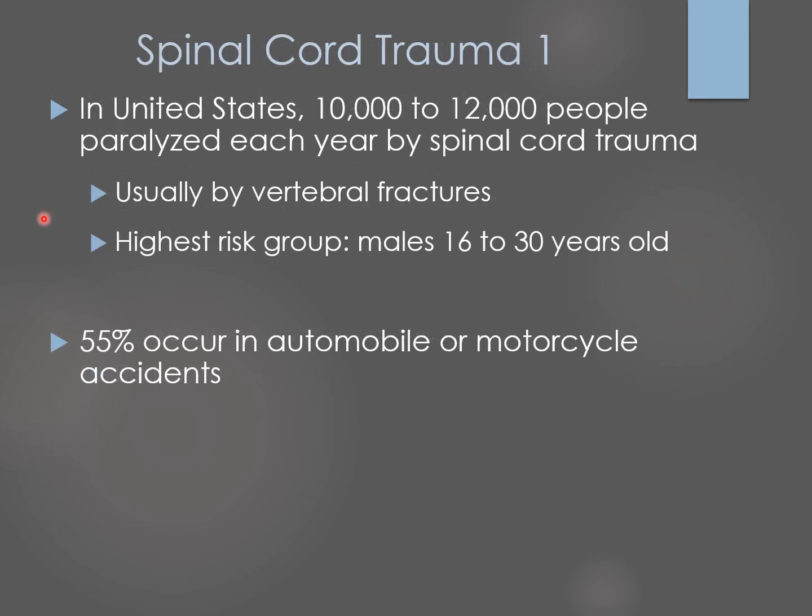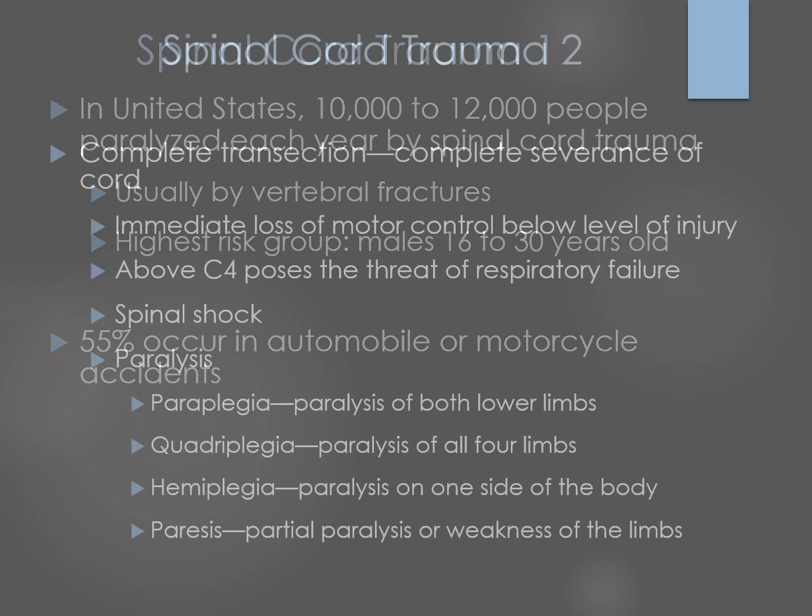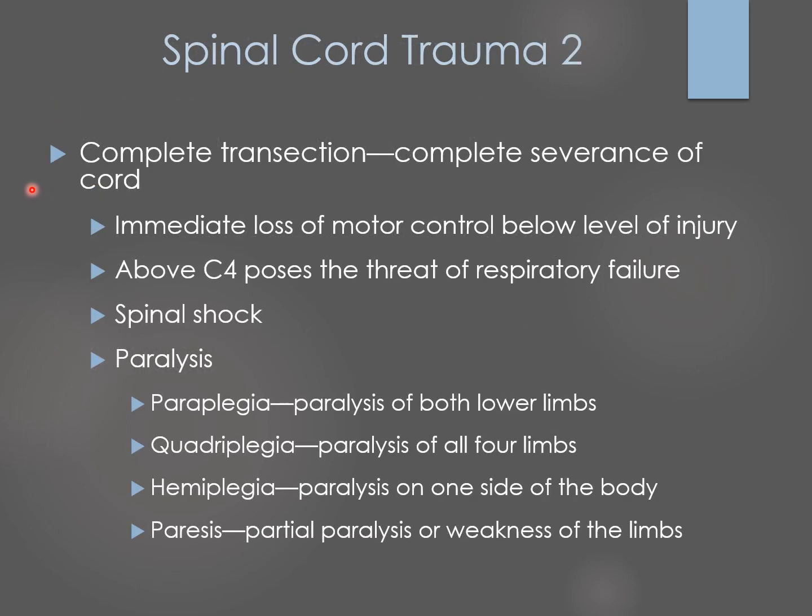In the United States, 10 to 12,000 people are paralyzed each year from spinal cord trauma. And that's usually a fracture of the vertebrae. Young men are our highest risk group, and over half of the injuries are caused by automobile or motorcycle accidents. Here are some of the things that can happen. If you have a complete transection, that means it's severed completely, of the spinal cord, you have immediate loss of motor control below that level.